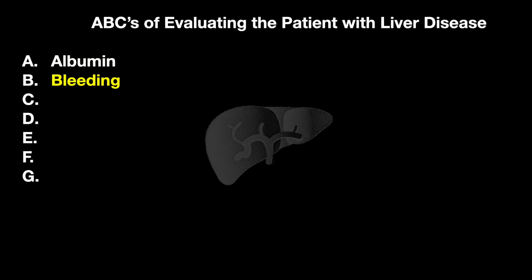B is for bleeding. Blood from the splenic vein, superior mesenteric vein, and inferior mesenteric vein flows through the portal vein. Patients with portal hypertension are at risk of GI bleeding, especially from esophageal varices. These patients may also bleed from the stomach as well as from other portions of the GI tract.